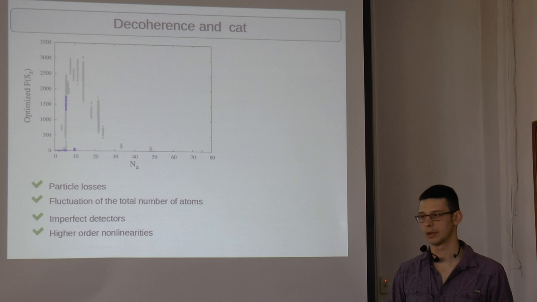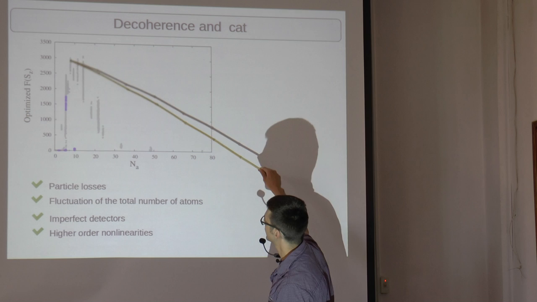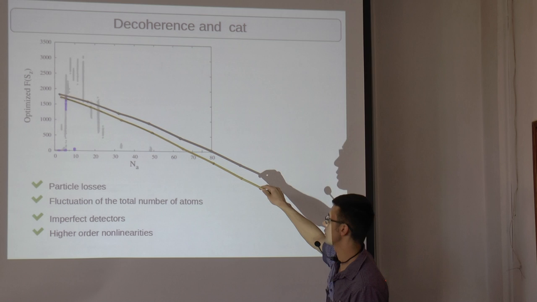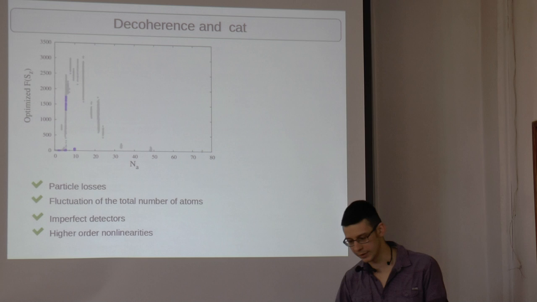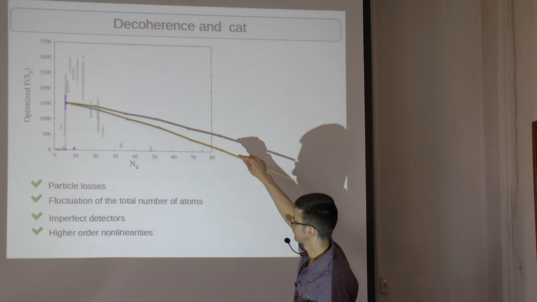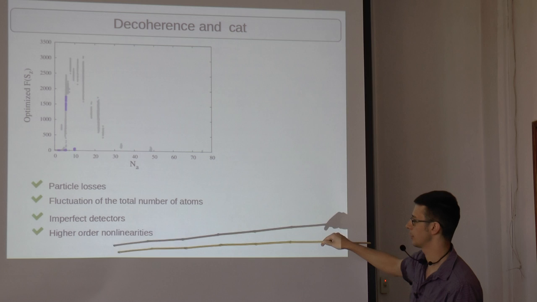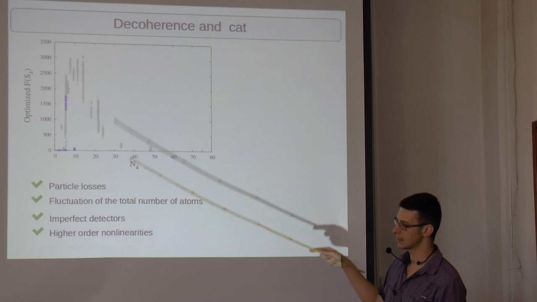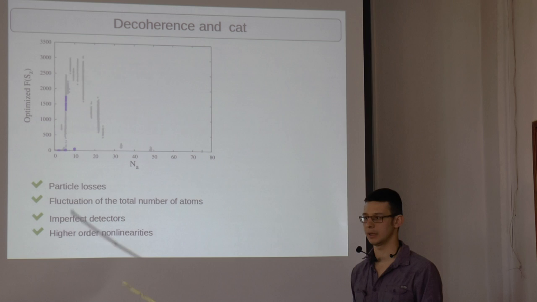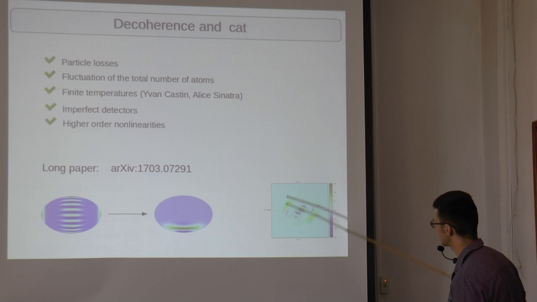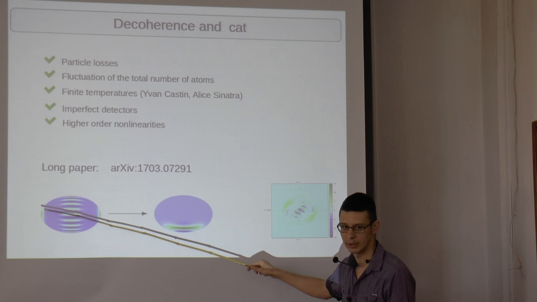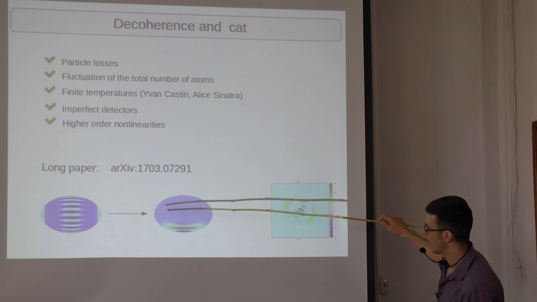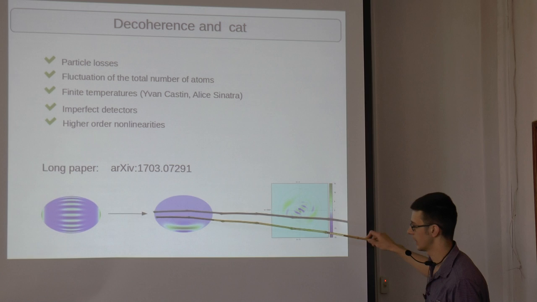And actually, among these gray points, which come from this optimization procedure, there are blue ones which correspond to, let's say, safe and reasonable parameters. So we focus on these, and we did the analysis of particle losses, but also other decoherence sources, such as fluctuation of the total number of atoms. We include some imperfection in the detectors and higher order nonlinearities to find states which will maximize the Fisher information and then maybe will be used in interferometry. Shortly speaking, we found a cat state, but it turned out that instead of the symmetric cat as before, it's much better to have a kitten, such a state where the number of atoms in one mode is large and in the second is small. So it's like a cat, but close to the South Pole.